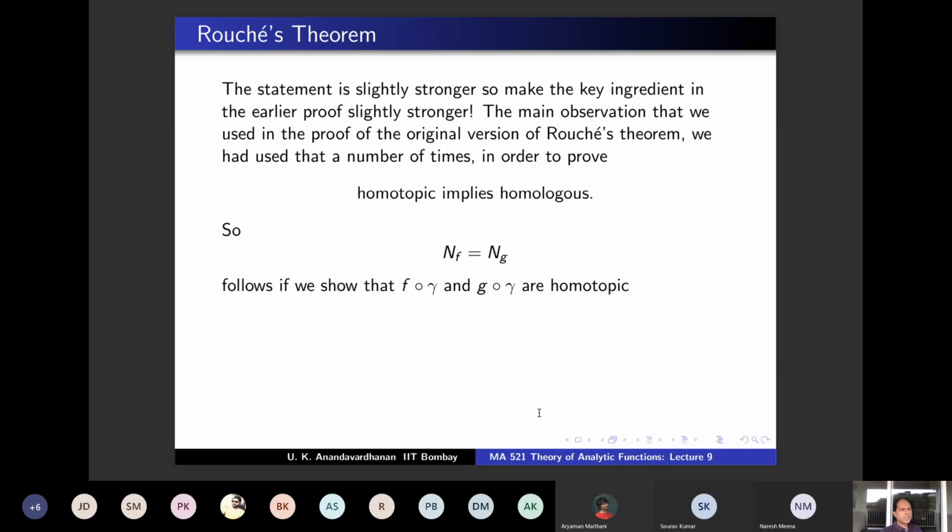So here we are looking at the index of F compose gamma and the index of G compose gamma at which point for Rouché's theorem? At the point 0. So you have to be in omega which does not contain 0, where you have to show that these two are homotopic. So you have to show that these two are homotopic in a domain that does not contain 0. Then you can apply homotopic implies homologous, and you will show that these two are homologous at 0.